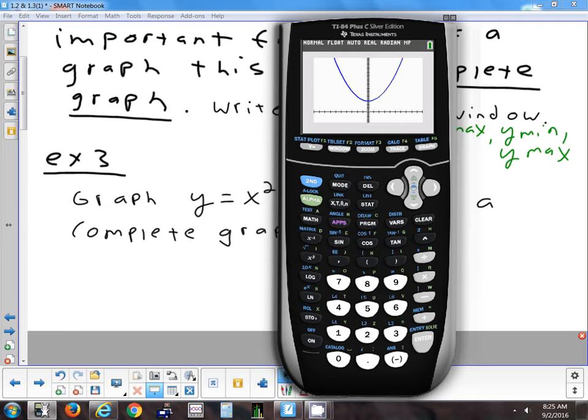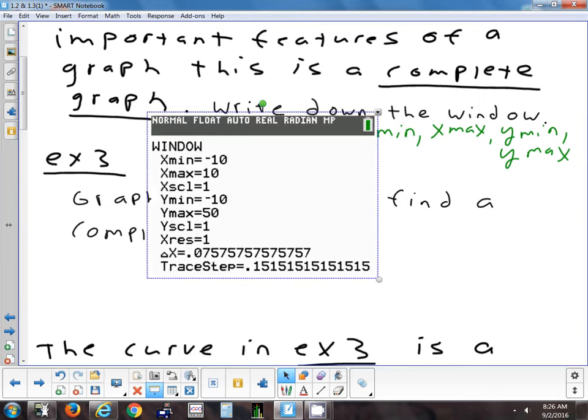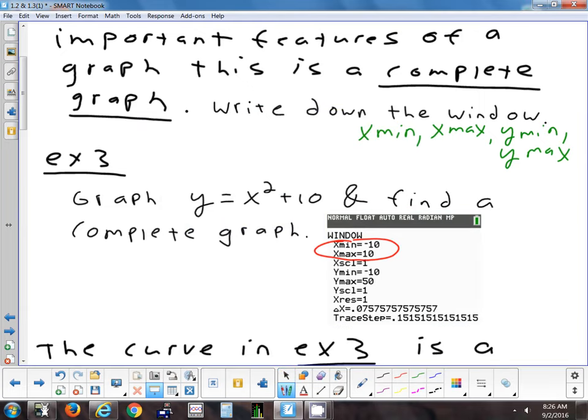A complete window for a parabola, you're basically looking, can you see the minimum or the maximum, depending on which way the parabola is flipped. So what I would write down for my answer, all you have to write down are these four values: X min, X max, Y min, Y max. Did we talk about the X scale and the Y scale in here? That really has no effect. It just changes the tick marks you see on the screen.